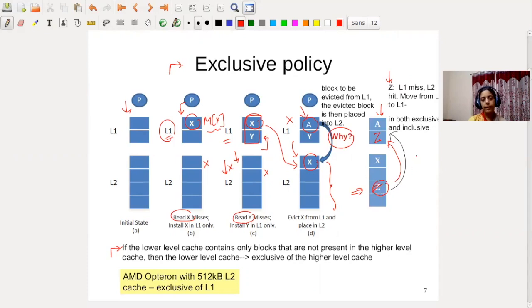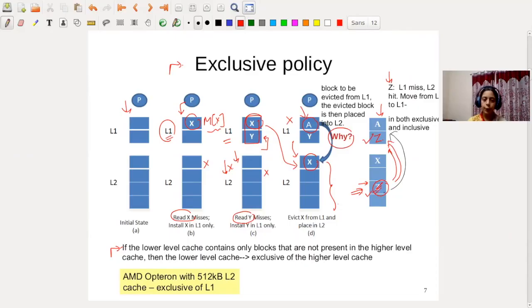So we bring in Z here, and to maintain exclusion, we have to eliminate it from L2. Now this applies equally to an inclusive cache as well. So if such a scenario existed in an inclusive cache, we would bring in Z into L1, but retain it in L2. So in case of an inclusive cache, we would move Z and we'll keep Z in L2 as well. So this would be the case in an inclusive cache, whereas in an exclusive cache, we would eliminate it from L2.